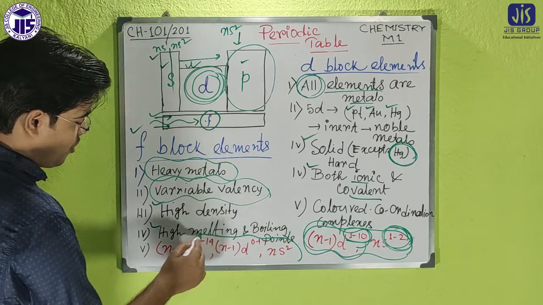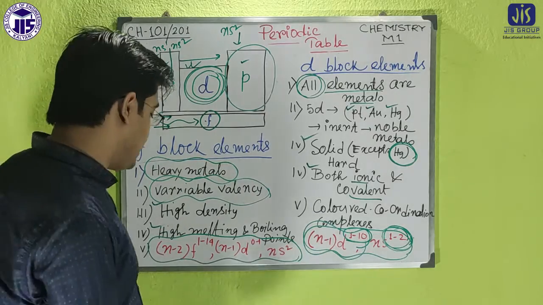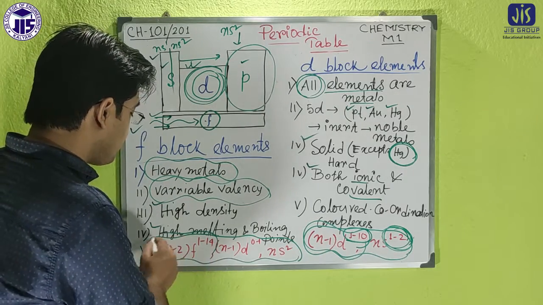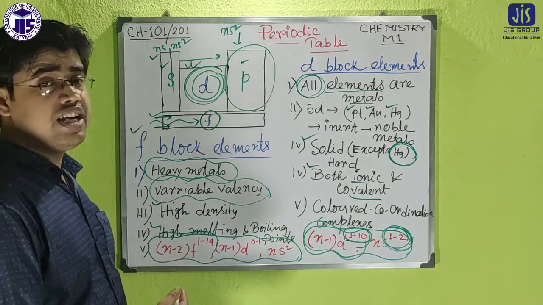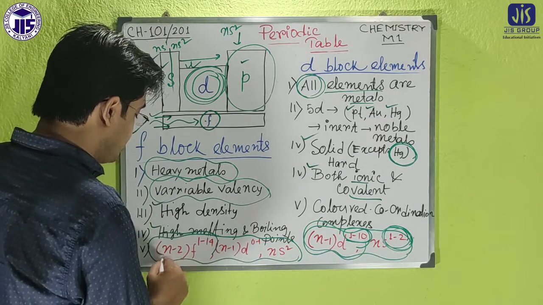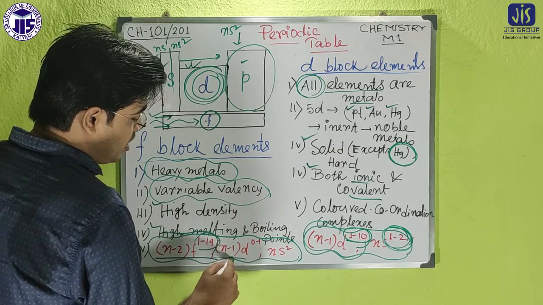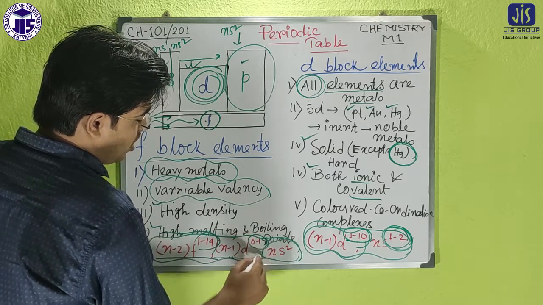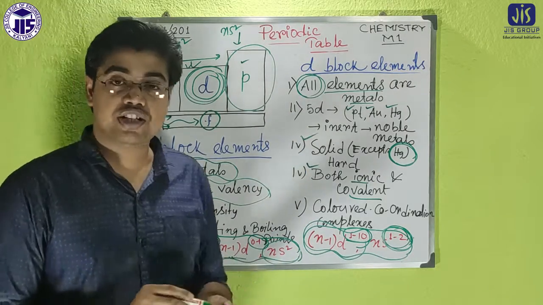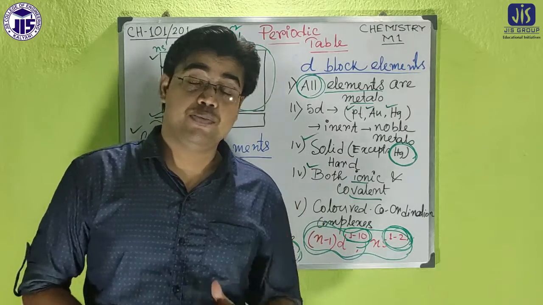the general electronic configuration for the f block elements. f will come again before that d. When we move to the higher elements, the electronic configuration becomes (n-2)f 1 to 14, (n-1)d 0 to 1, and ns 2. So that is the general configuration of the f block elements, which you have to keep in mind, because that is also important when we discuss today.